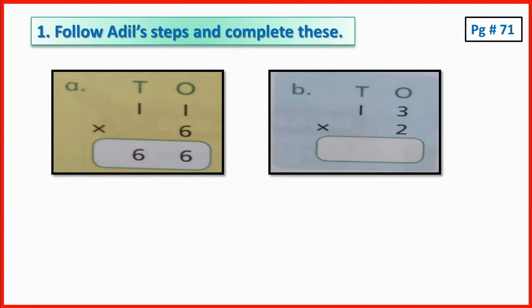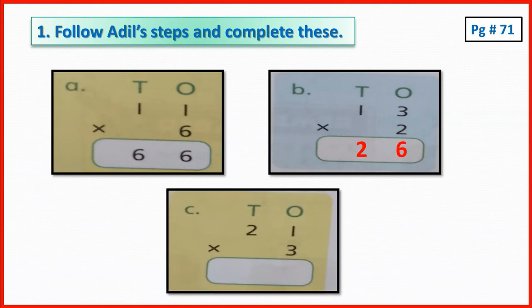The next one is 13 multiplied by 2. First multiply the ones. 2 3s are 6. Now multiply tens. 2 1s are 2. The answer is 26. The next is 21 multiplied by 3. First multiply ones. 3 1s are 3. Now multiply tens. 3 2s are 6. So the answer is 63.